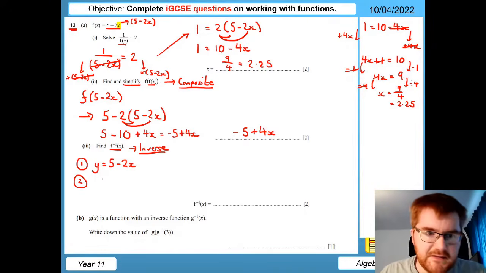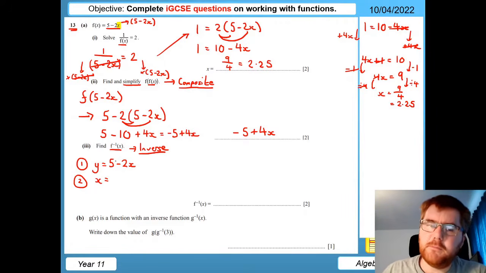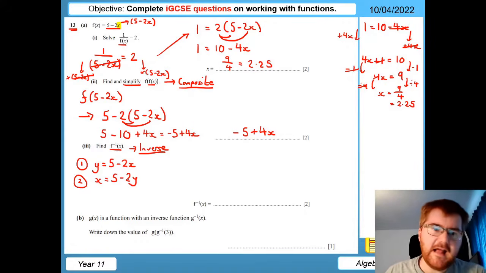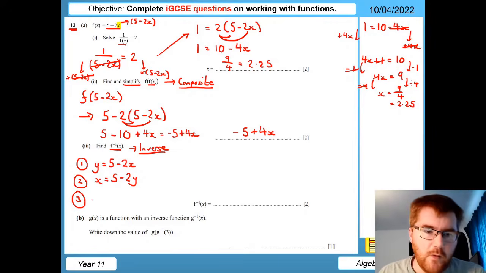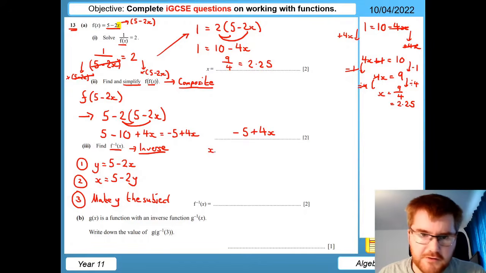So what do I mean by this? Well, we're going to replace the y with an x. And we're going to replace the x with a y. So we get 5 minus 2y. And then at this step, number 3, which is the step that always takes the time, we are going to make y the subject. Okay, so how do we actually do this process? I'm just going to copy out the equation we did before.